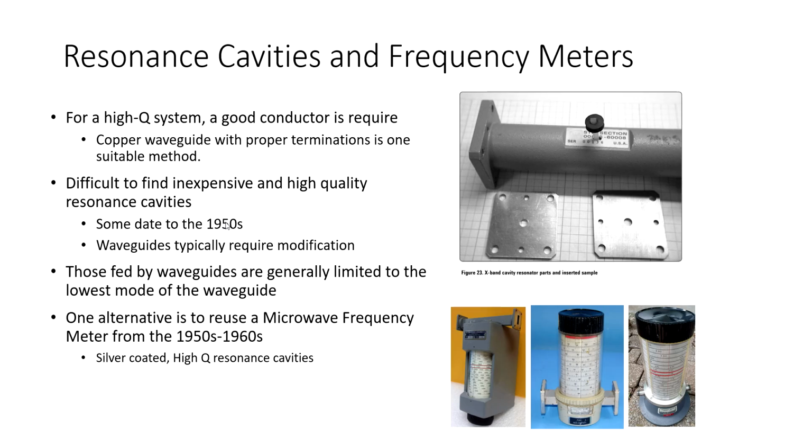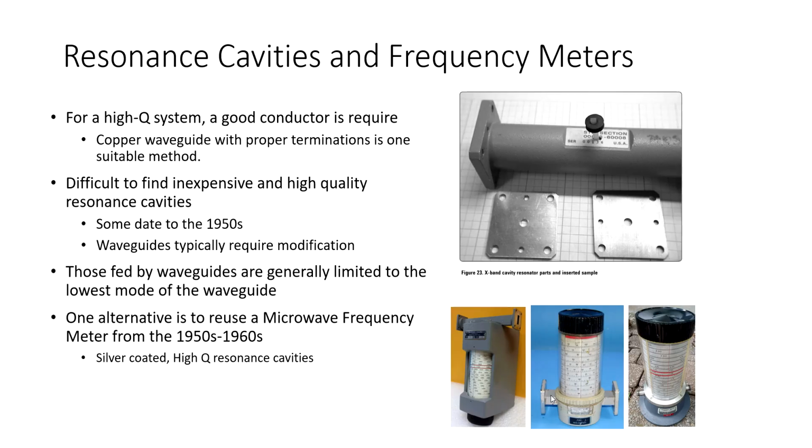Some of these resonant cavities date back to the 1950s. The waveguides, if you use them, typically require some sort of modification. And if you're using waveguides, you're generally limited to a very specific frequency or the lowest frequency of the waveguide. So as an alternative, I decided to look into microwave frequency meters, which were made in the 1950s and 60s. They're silver coated. They have really high Q cavity resonances, and they are lovely in that respect.